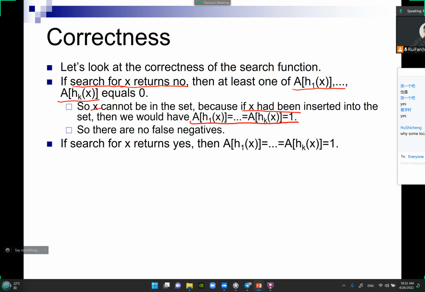Now what if the Bloom filter says something is in the set? That's going to happen when all of these k locations that you check are equal to 1.